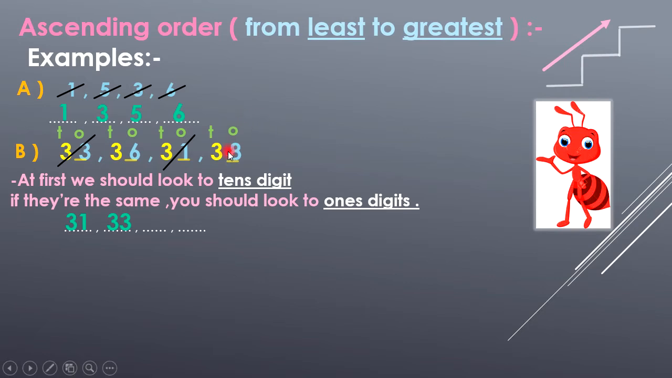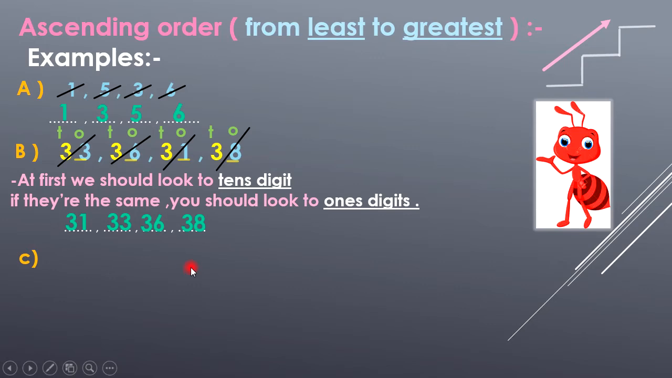We look to ones digit. Which one is the smallest? Yes, 36 is the smallest. So cross 36 and put here 36. And the biggest number is 38. I cross 38 and put here 38.